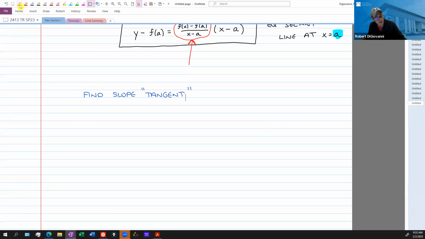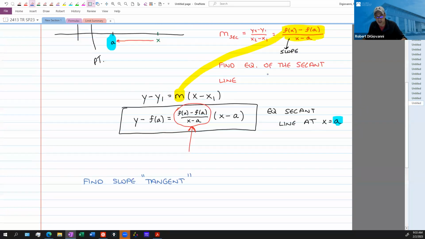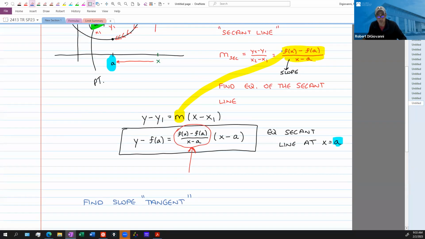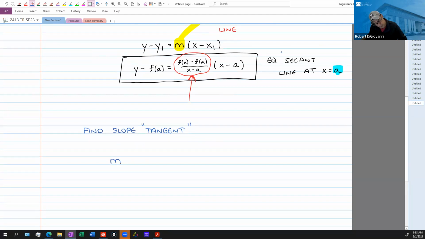So to find the slope of the tangent line, you're going to use the same exact formula that we had here, with one exception. We're going to take a limit of it. That's the only difference between the secant one and the tangent one: before we start, we do the limit as x gets closer and closer to a of the rise over run, which was f(x) minus f(a) over x minus a. There's only one difference between the slope of the secant line and the tangent line, and that's a limit.